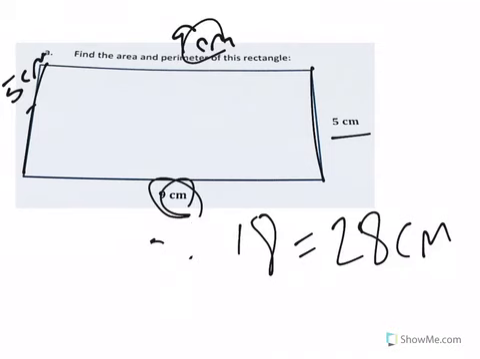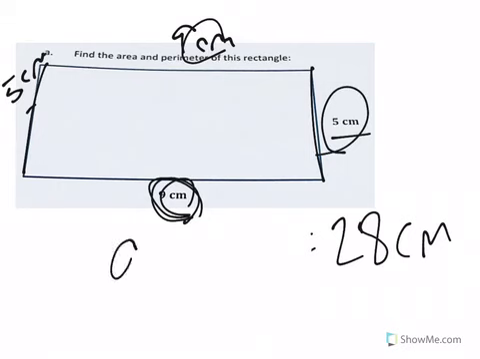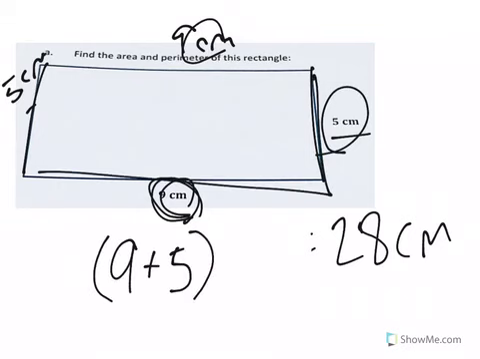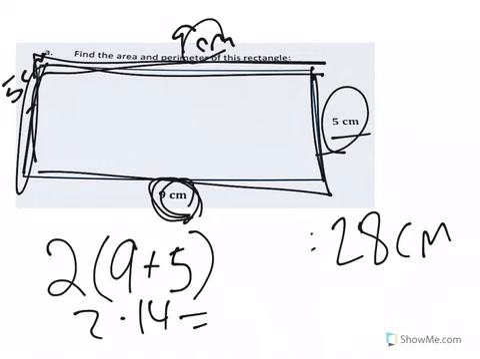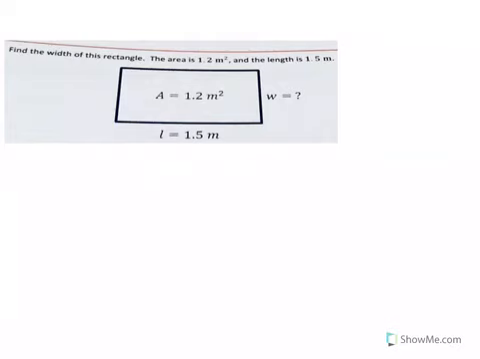Another way we could look at that is through multiplication. 9 plus 5 gives you these two sides, but then you have two more sides of the same length, so we could do 2 times 9 plus 5. So again, 9 plus 5 is 14 times 2. Both ways you're going to get the same answer, 28 centimeters as your perimeter.